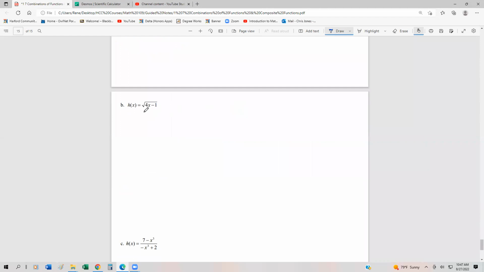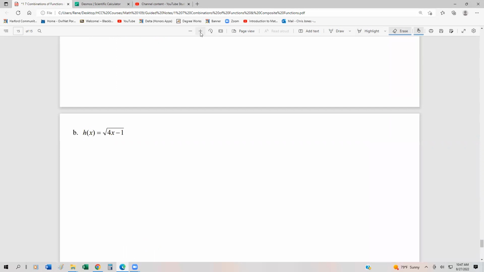Another example, h of x is the square root of 4x minus 1. And so once again, we see that the smaller or inner function is this 4x minus 1. So I'm going to call g of x 4x minus 1. And then I'm going to call not h, but f of x. Let me rewrite these so they make a little more sense. So f of x is going to be the square root function.